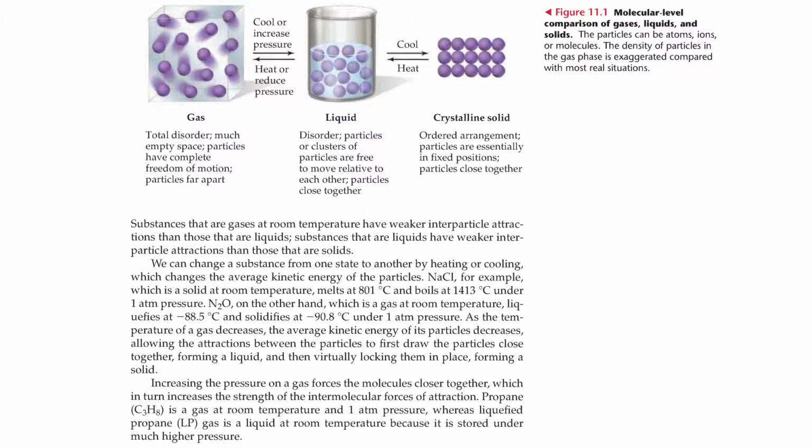Dinitrogen oxide, on the other hand, which is a gas at room temperature, liquefies at negative 88.5 degrees Celsius and solidifies at negative 90.8 degrees Celsius under 1 atmosphere of pressure. As the temperature of a gas decreases, the average kinetic energy of its particles decreases, allowing attractions between the particles to first draw the particles close together, forming a liquid, and then virtually locking them in place, forming a solid.